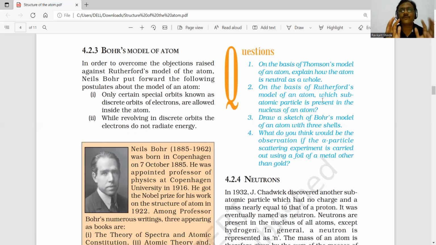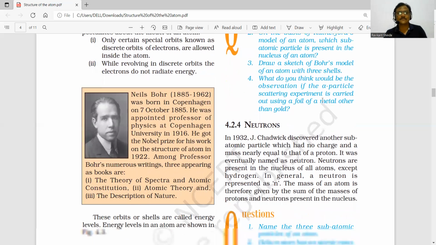While revolving in a discrete orbit, the electron does not radiate energy. That means when they jump from one level to a higher level, suppose this is the first level and this is the second, so they jump from this level to here, then they radiate energy. Sometimes they jump from a higher level to a lower level when they release an amount of energy. So whenever they jump, only then do they release energy.